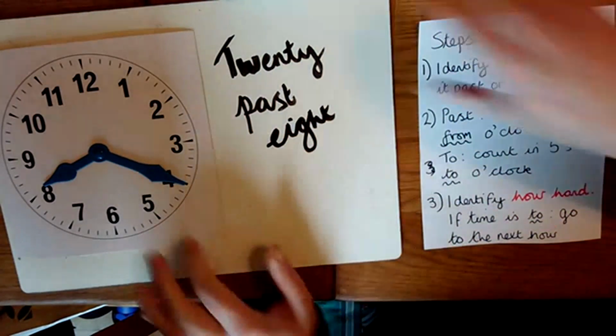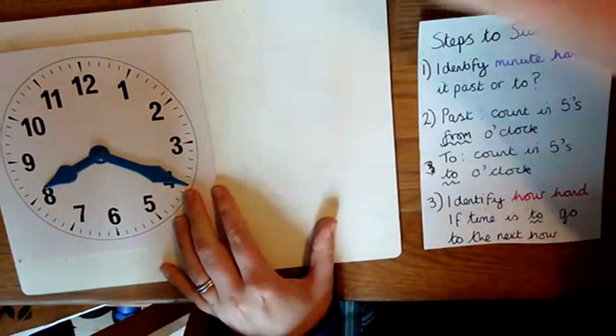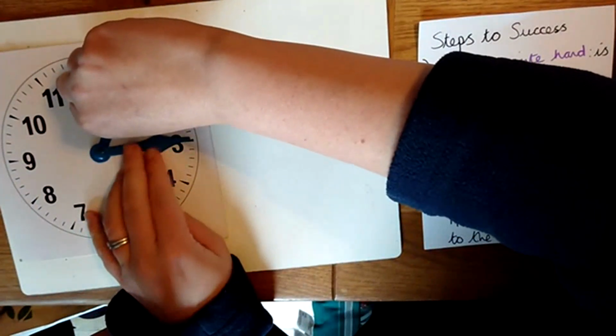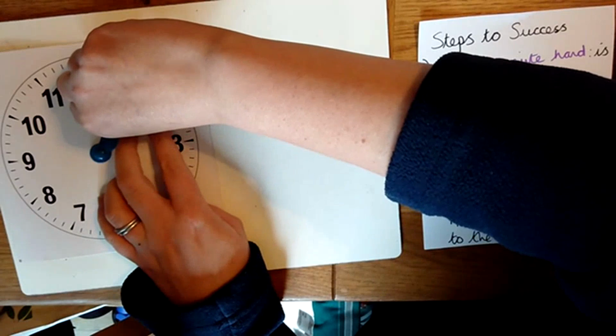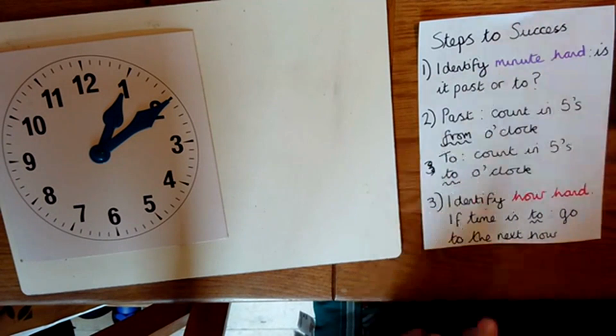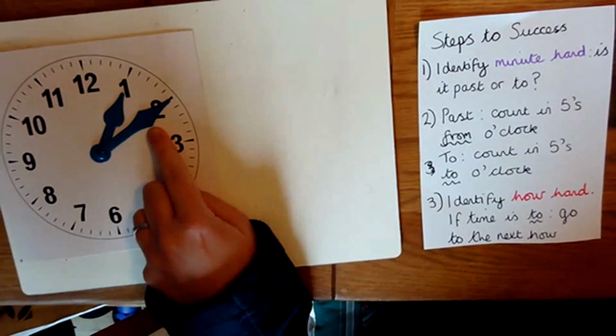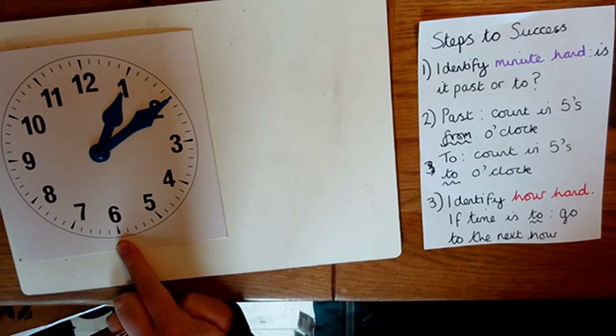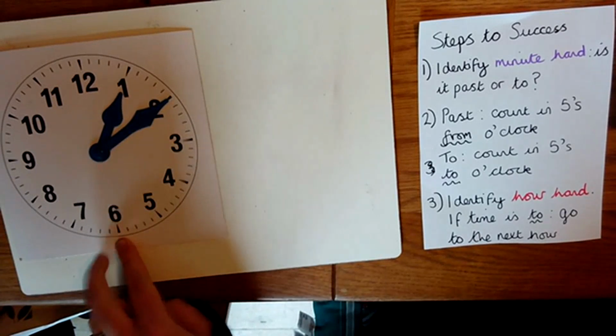Good. Let's do another example. So what is the time on this clock? The time is... right. The time is, so let's do the steps to success. So minute hand. Minute hand is the longer hand. Is it past or to? It's not beyond the half past, so it is past.